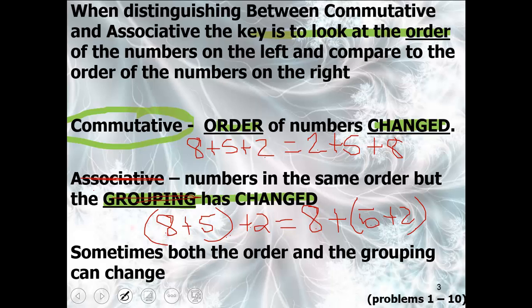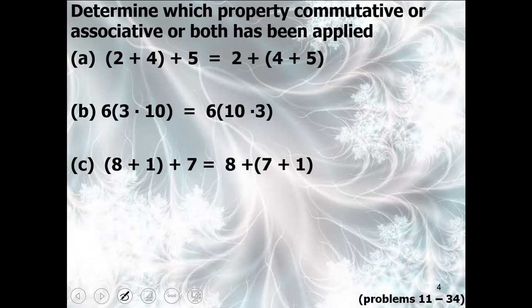Okay? Sometimes both the order and the grouping can change. So I can have 8 plus 5 plus 2, and that's going to equal 2 plus 8 plus 5. That's why with addition and multiplication, a lot of times you won't even see parentheses like this because it doesn't matter the order that you do it. Okay? All right.